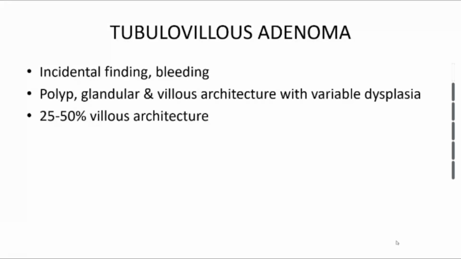Then we have tubulovillous adenoma. As you can see from the words tubulo and villous, it's a combination. Also an incidental finding, because somebody comes with something else like bleeding or abdominal discomfort, then we examine and assess the patient and you find this. Under the colonoscopy, you see a lesion that looks like a polyp. On histology, you see glandular and villous architecture with variable dysplasia, that is under the microscope. It has around 25 to 50% villous architecture. Remember, it's tubular and villous, so the other percentage will be tubular.